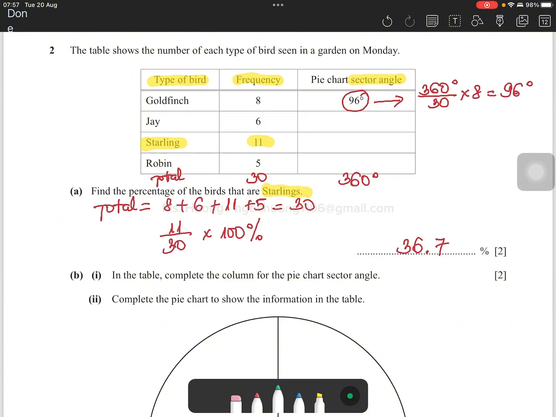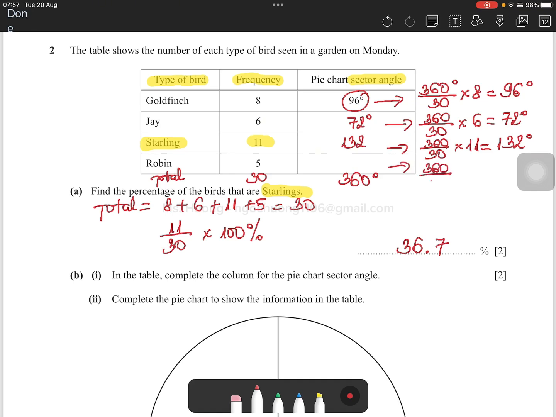Now we do the same thing for the other birds. This one is 360 divided by 30, then we multiply by 6. So it is 72 degrees. And then for the starlings, 360 divided by 30, then we multiply by 11. So it is 132 degrees. Finally, the last one is 360 over 30 multiplied by 5. So it is 60 degrees.